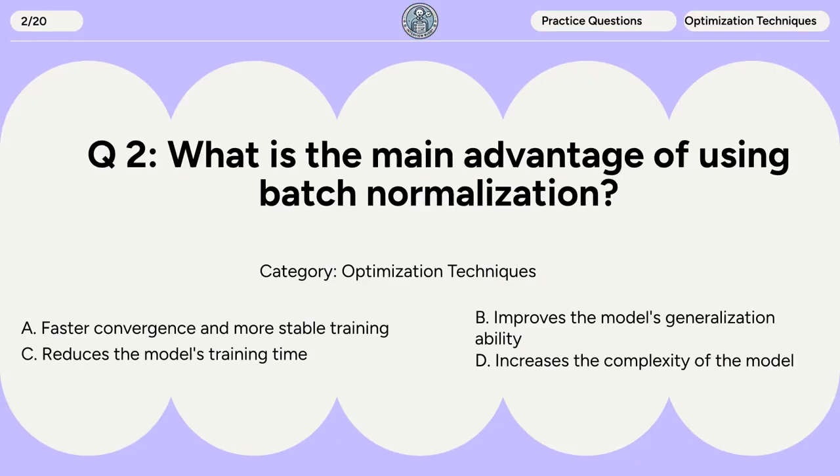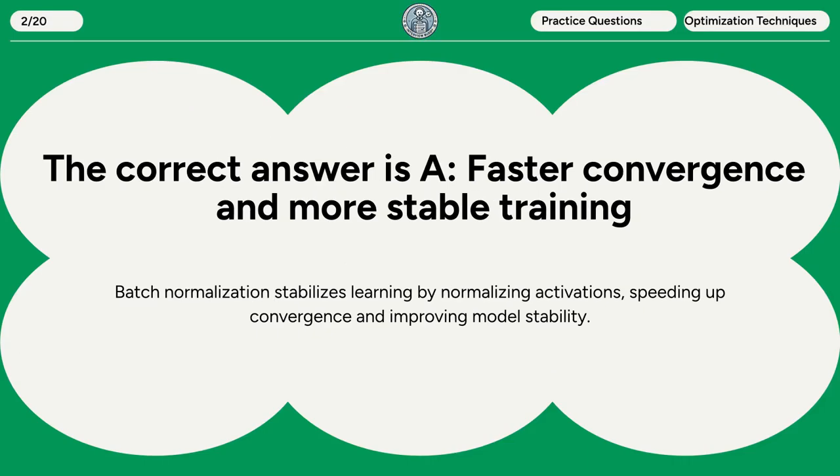Question 2. What is the main advantage of using batch normalization? A. Faster convergence and more stable training. B. Improves the model's generalization ability. C. Reduces the model's training time. D. Increases the complexity of the model. The correct answer is A. Faster convergence and more stable training. Batch normalization stabilizes learning by normalizing activations, speeding up convergence and improving model stability.